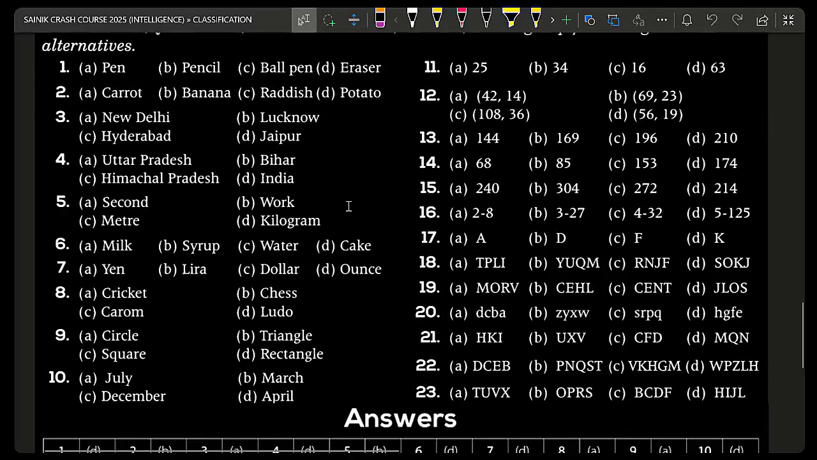Second is a unit of what? Srivalli, you can mute yourself. Second is a unit of time. Work is not a unit, it is only a physical quantity. Meter is a unit of length. Kilogram is a unit of weight. Now you can ask your questions wherever you don't understand. Saharsha, which question?